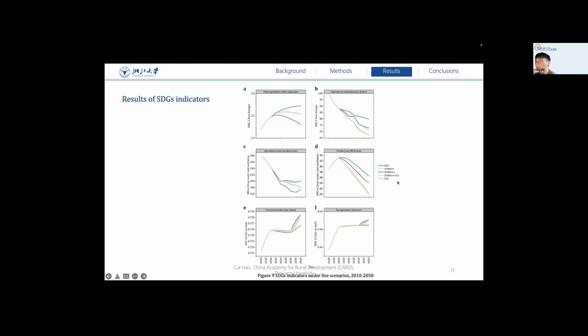The hand-dyed plus with dark blue color has the lowest food expenditure in panel A, which means it is more affordable, and the biggest biodiversity index in panel E, and the biggest non-agriculture land share in panel F. The hand-dyed FLX with light green color is a combination of hand-dyed and FLX dyed, so its performance is better than FLX dyed on biodiversity, fertilizer use, and non-agricultural land share.